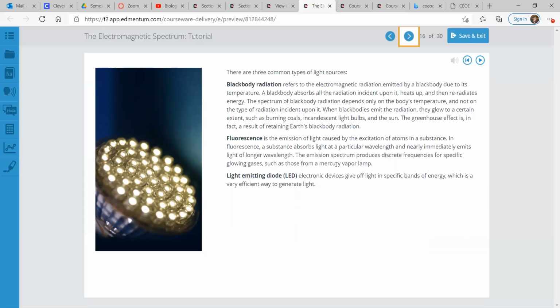LED, you might have heard of that term before. That stands for light emitting diode. And these are electronic devices that give off light in specific bands of energy, which is a very efficient way to generate light.